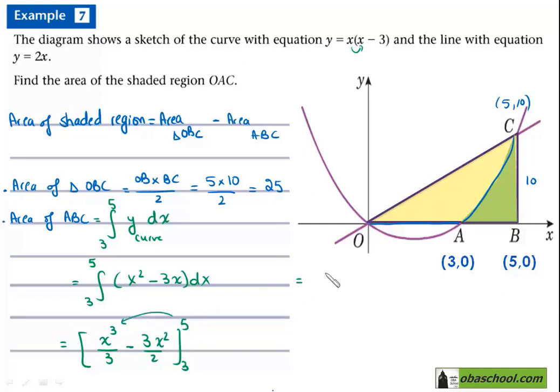We will start with the 5. So 5 cubed over 3 minus 3 times 5 squared over 2. And now we finished the first value. Minus. Now for the lower value. 3 cubed over 3 minus 3 times 3 squared over 2. We simply substituted the upper and the lower limits instead of x.